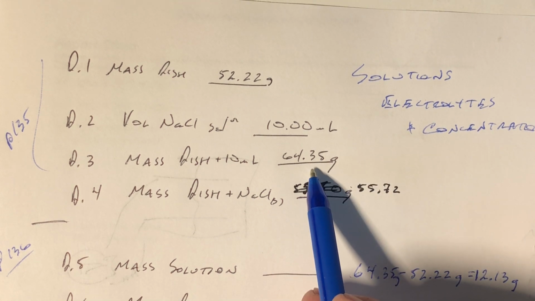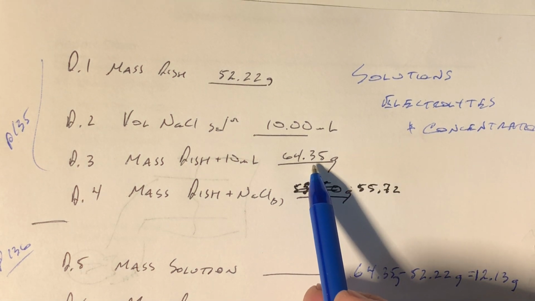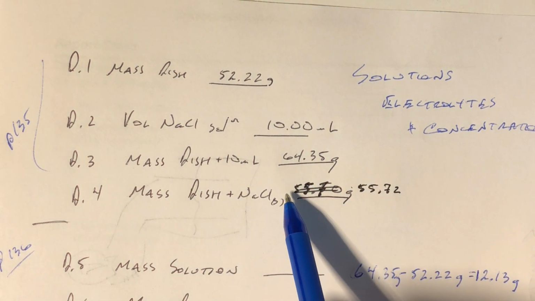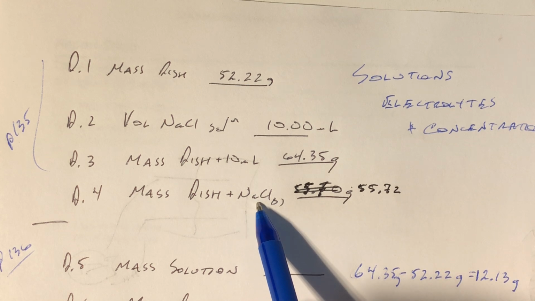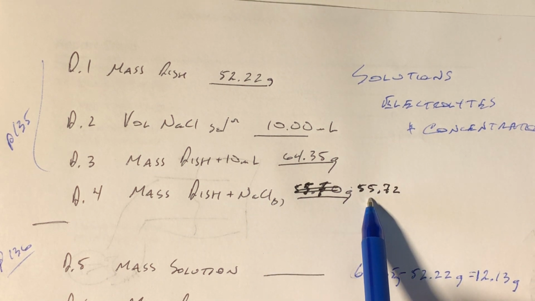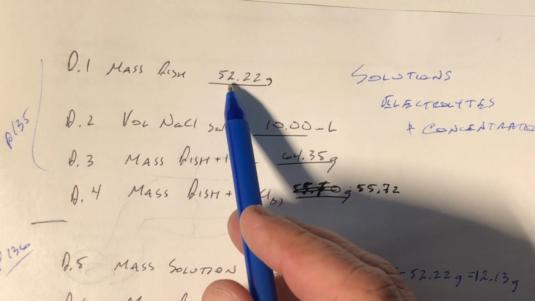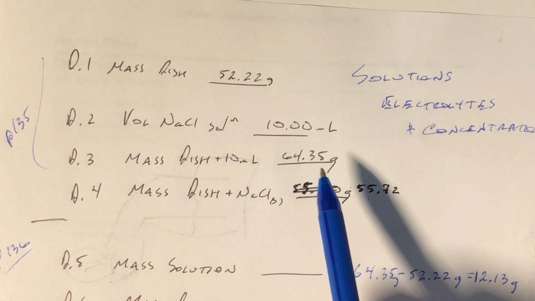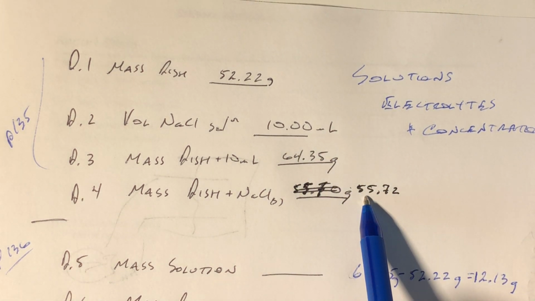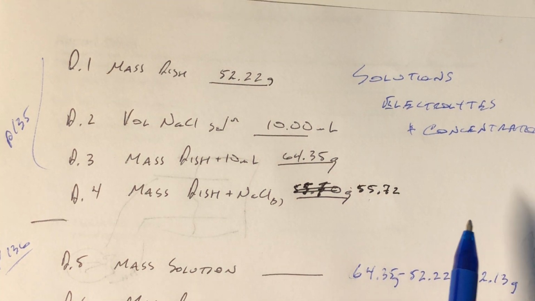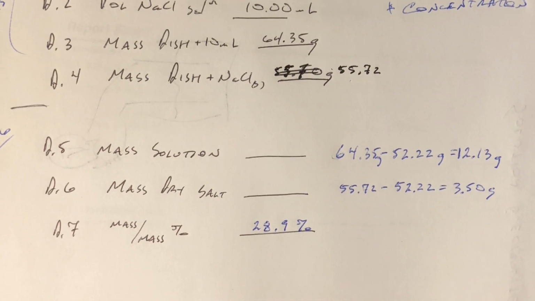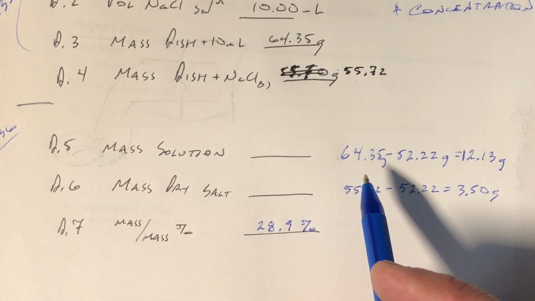We boil that to dryness, which is the slow, tedious step, kind of like watching paint dry, but if you do it right, it works pretty well. Once it's dry and we reweigh that dish with the dry salt in it now, we got 55.72 grams. So again, those numbers, 52.22, 10, 64.35 grams, 55.72 grams.